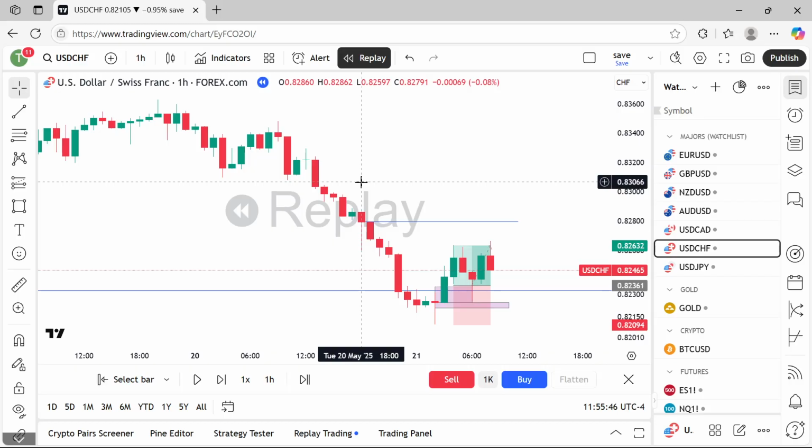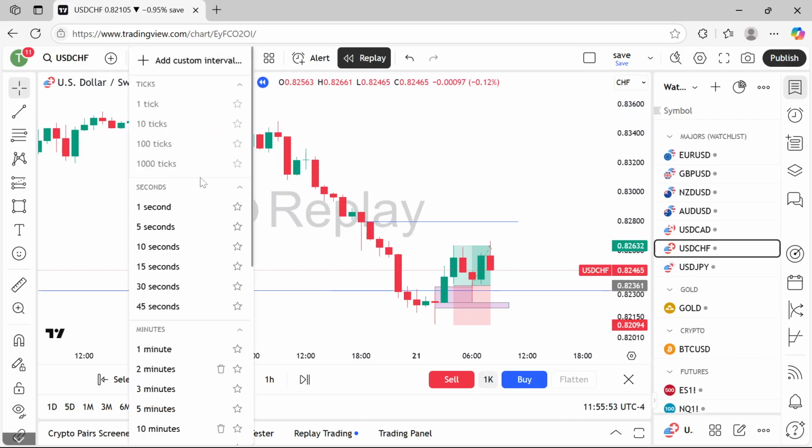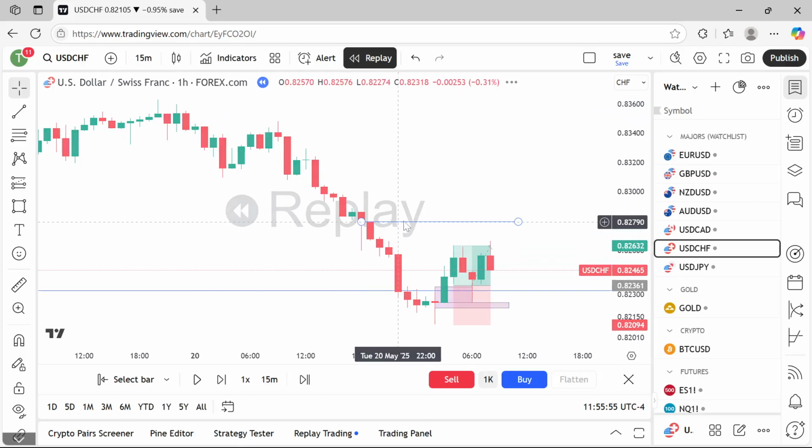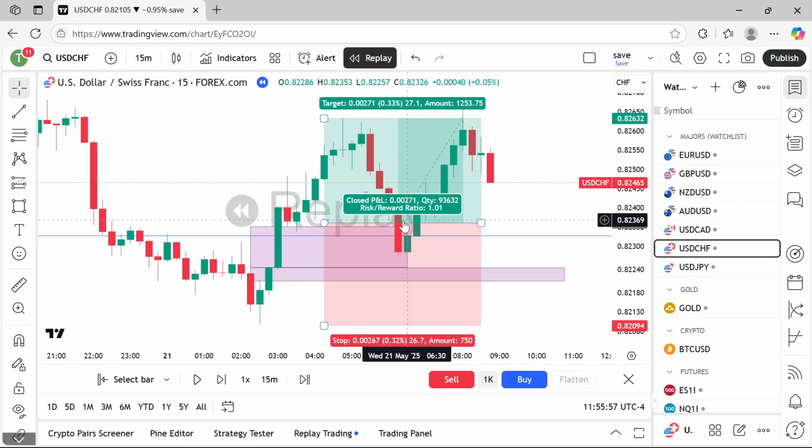So I'm using the 15-minute, but it's the same exact thought process. Just go up a time frame when you're using the 1 hour. It's the same exact process with the 15-minute and the 1 hour. Just go up one time frame.